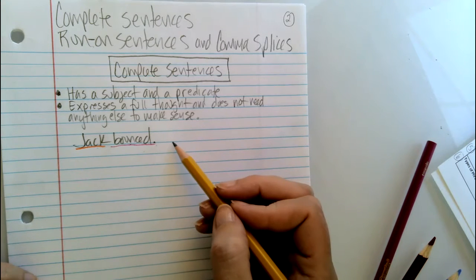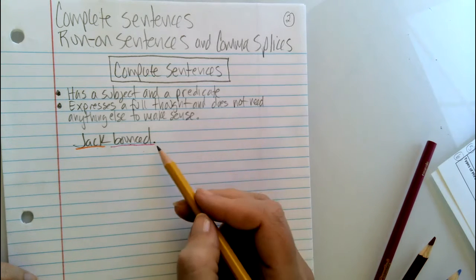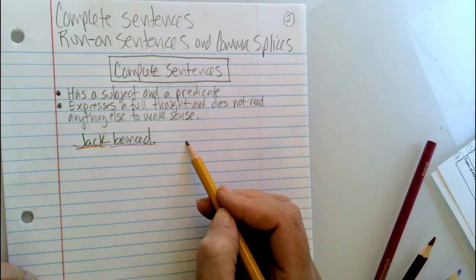So the next example that we're going to do is over here to the right. So we're going to leave a chunk of white space, okay? And we're going to write, Jack bounced around while yelling.